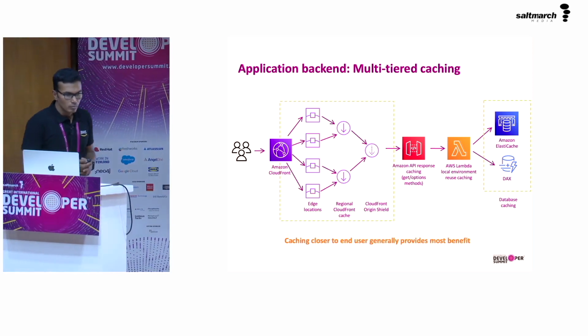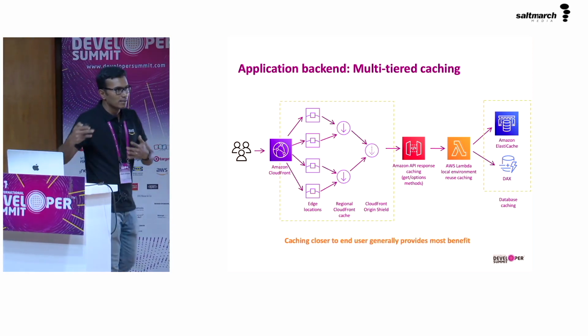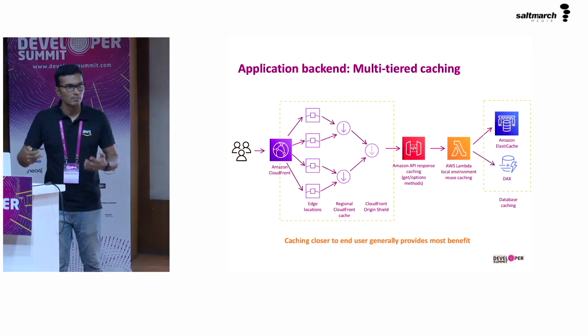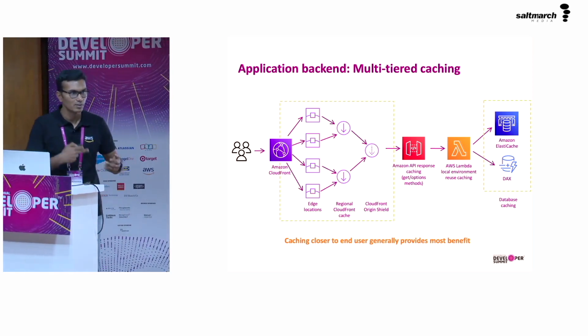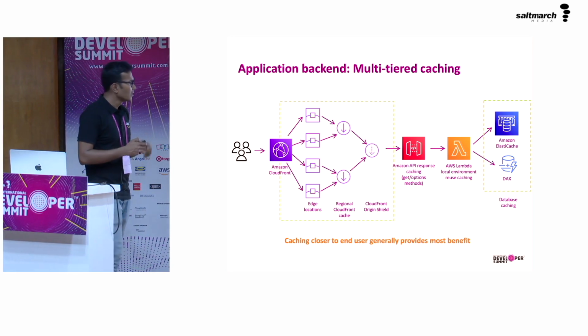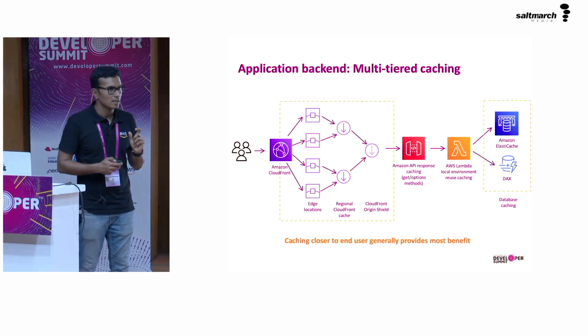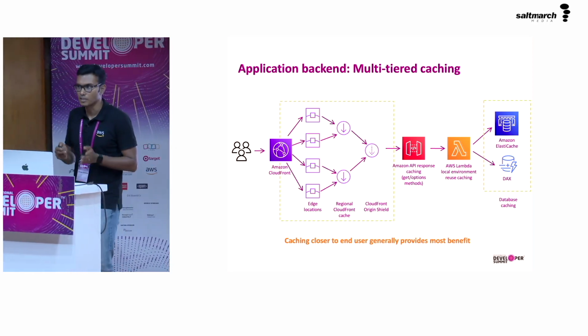Now, the other challenge with enabling caching at multiple layers is what happens if the content becomes stale, right? Then there is a challenge of invalidation and things like that. So configuring that TTL plays a very important role. So keep that in mind.